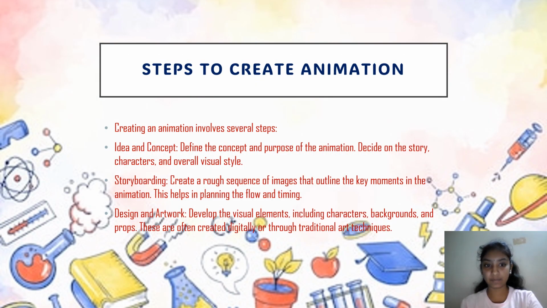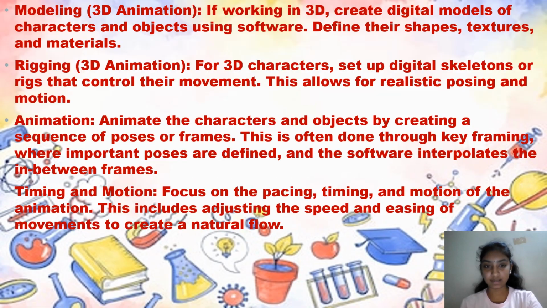It involves several steps. Idea and concept. Define the concept and purpose of the animation. Decide on the story, characters, and overall visual style. Design and artwork. Develop the visual elements. Modeling for 3D animation. If working in 3D, create digital models of characters and objects using software. Define their shapes, textures, and materials.